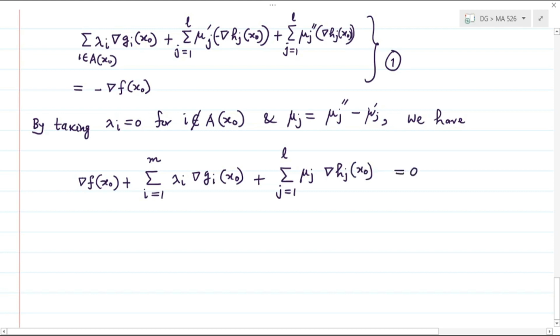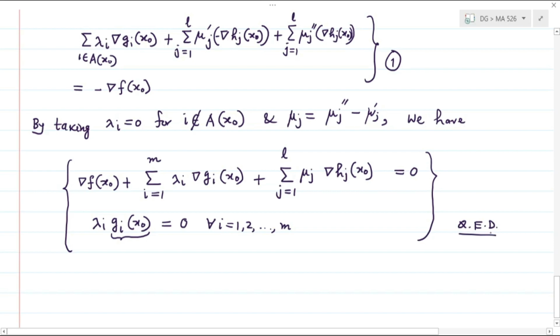And not only that, we also note that lambda i times g i x naught: if i is belonging to A(x naught), then obviously g i x naught is equal to 0, so this is equal to 0. If i does not belong to A(x naught), then lambda i is equal to 0. And therefore lambda i times g i is equal to 0 for all i equal to 1 to m, and voila, your result is done. Right? That is what you wanted to prove.